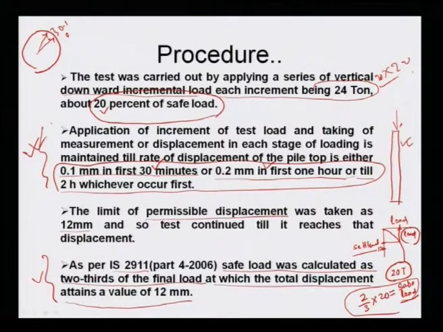The other is the limit permissible displacement, which was taken as 12 mm. So why has 12 mm been taken? It is based on the fact that, as per IS 2911, safe load was calculated as 2/3 of final load at which total displacement attains a value of 12 mm. That means up to 12 mm, whatever load is coming, 2/3 of that load you can consider. So that 2/3 is your safe load.